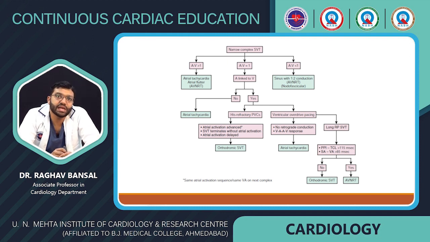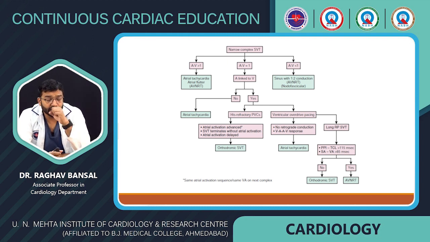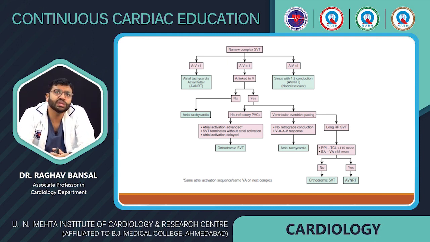If VA linking is absent, then we do 2 maneuvers. The ventricular overdrive pacing helps us to differentiate between a VA AV response versus a VAV response. So it helps us to differentiate between atrial tachycardia and AVRT versus AVNRT. There are certain other features like PPI minus TCL and SA minus VA which can be seen on the VOP maneuver, which help differentiate between AVNRT versus AVRT, which we have not discussed. The other important maneuver is the refractory PVC. If it changes the atrial activation, it is an orthodromic SVT.